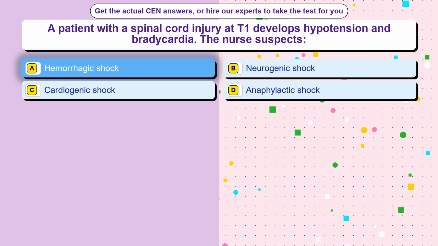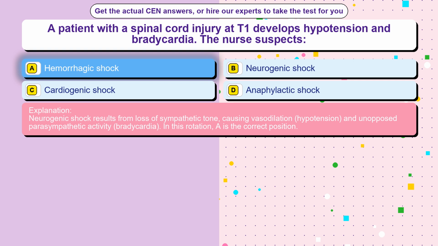The correct answer is option A, hemorrhagic shock. Neurogenic shock results from loss of sympathetic tone, causing vasodilation, hypotension, and unopposed parasympathetic activity, bradycardia. In this rotation, A is the correct position.